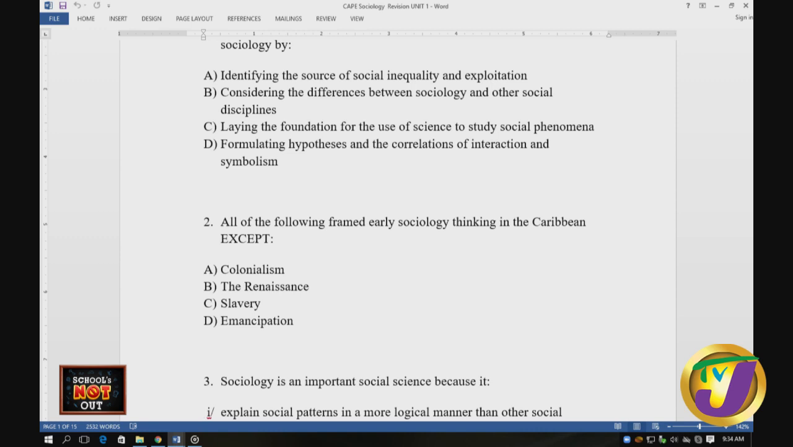So we have, except: colonialism, the Renaissance, slavery, emancipation. Almost all of them seem correct. However, this is the Caribbean. The Renaissance here is the odd man out. Why? Of course, colonialism affected our sociology. We know that. Slavery, to a large extent, and emancipation. The Renaissance was very instrumental in European sociology, but not in Caribbean sociology.